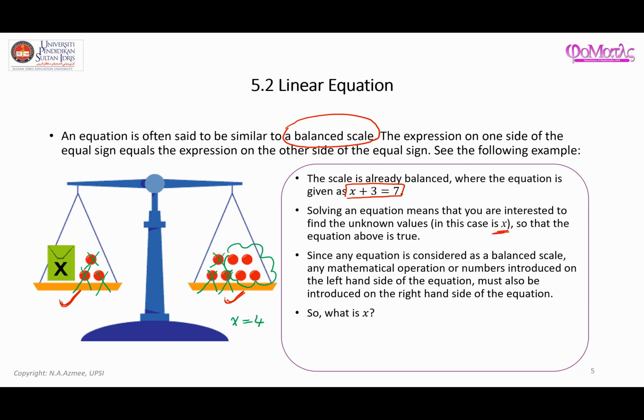Based on this idea, if you want to solve a linear equation, x plus 3 must be equal to 7. I want to find what x is. Therefore, I'm going to take out 3. How do we take out 3? x plus 3 minus 3. If I take out 3 from the left hand side, you must also do the same thing on the right hand side. So 7 minus 3. This becomes x is equal to 4.